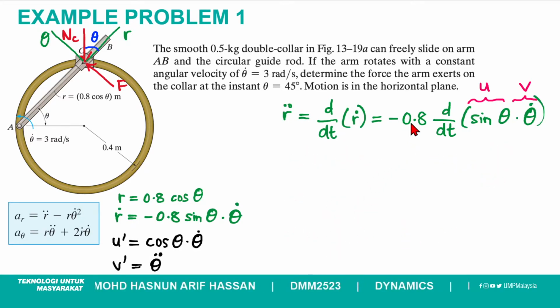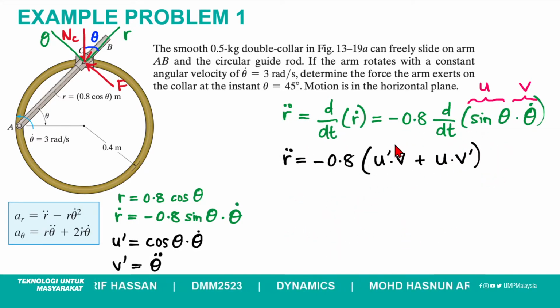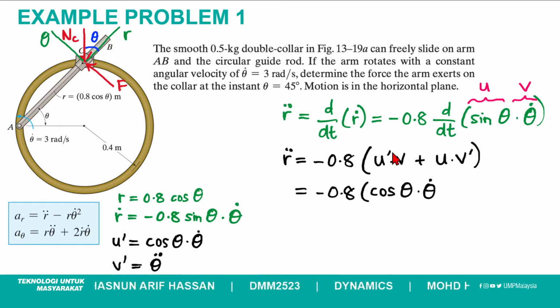To solve this using the product rule, you do u prime times v plus u times v prime. This is how the product rule works. The minus 0.8 we set aside first, and focus only on what's inside the bracket. U prime we already have: u prime is cos theta times theta dot, from our differentiation earlier. Multiply with v. What is our v here? Our v is theta dot also. So multiply with another theta dot.